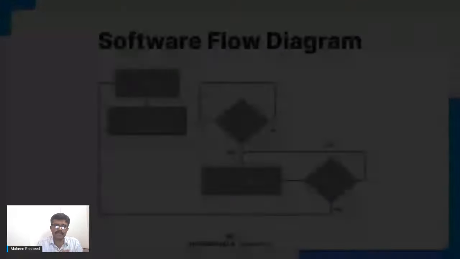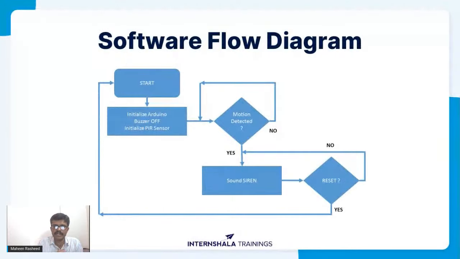Now let's see the software block diagram. Just like we did the project, first we have to initialize the components. So first we initialize Arduino, buzzer, and the PIR sensor, and then we wait for motion detection. If the motion has happened, it sounds the siren, and it keeps on sounding the siren until the reset switch is pressed. Once the reset switch is pressed, we start all over again. So this is the software flow diagram of the burglar alarm.